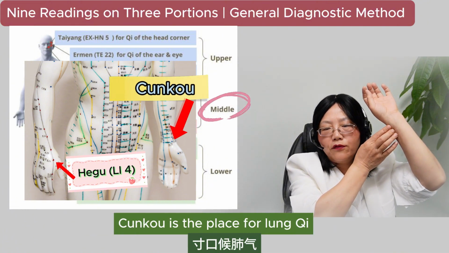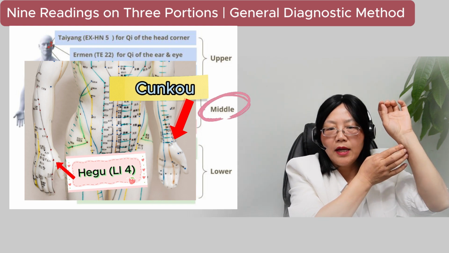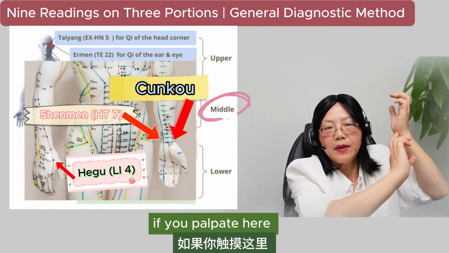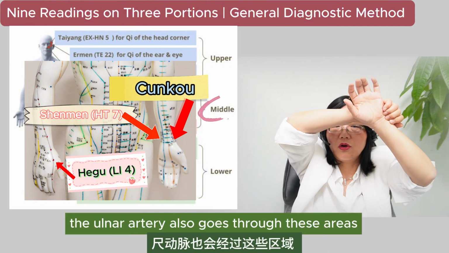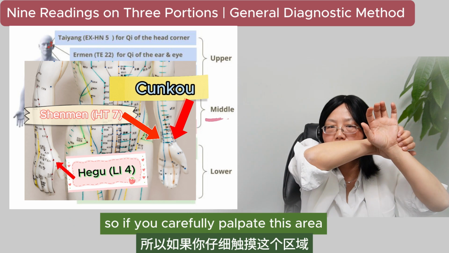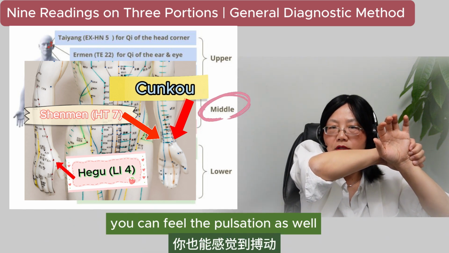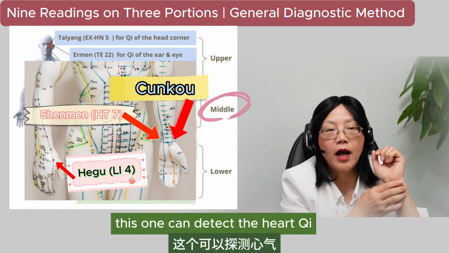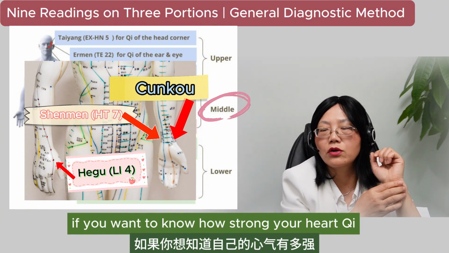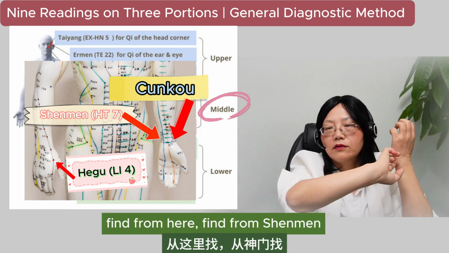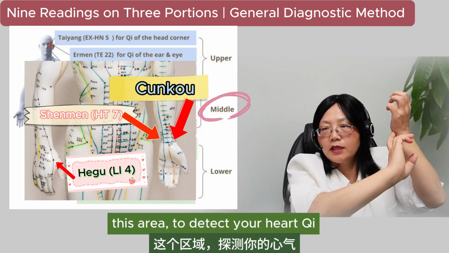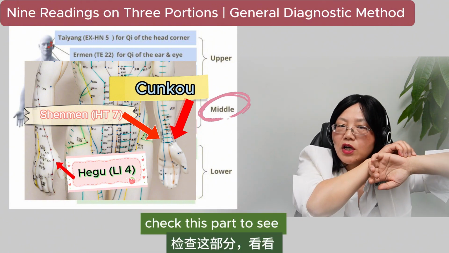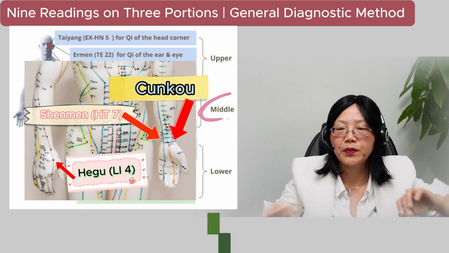Cunkou is the place for lung Qi. That is for heaven's Qi. Another one is Shenmen, heart 7, the yuan source point for the heart. If you palpate here, the ulnar artery also goes through this area. So if you carefully palpate this area, you can feel the pulsation as well. That's called Shenmen pulsation. This one can detect the heart Qi. If you want to know how strong your heart Qi is, find it from Shenmen. So if a patient has a heart problem, you can specifically check this part to see the heart condition. That's for the middle part.